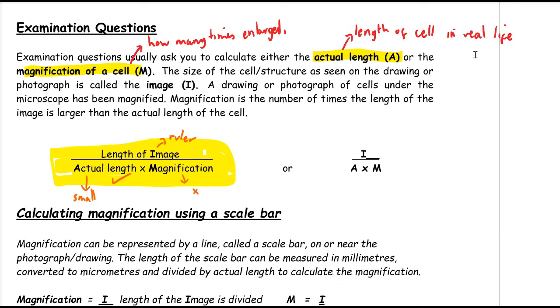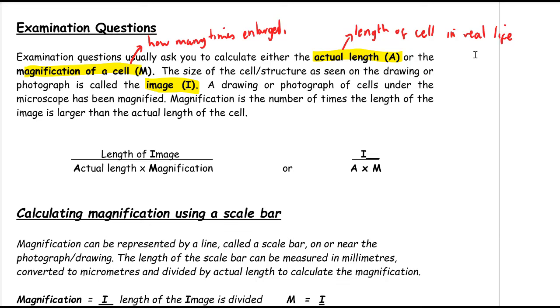The size of the cell or structure as seen on the diagram, drawing or photograph is called an image. So what you actually see when you look into a microscope is an image. A drawing or photograph of cells under the microscope has been magnified. Magnification is the number of times the length of the image is larger than the actual length of the cell.